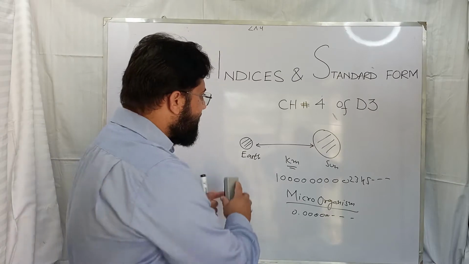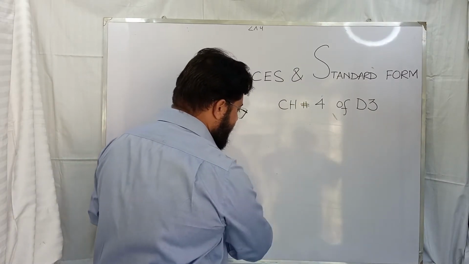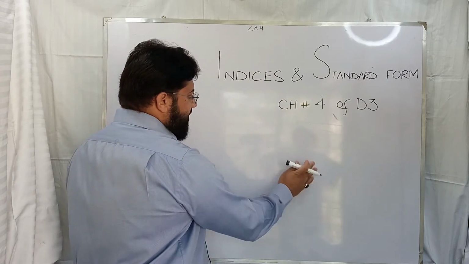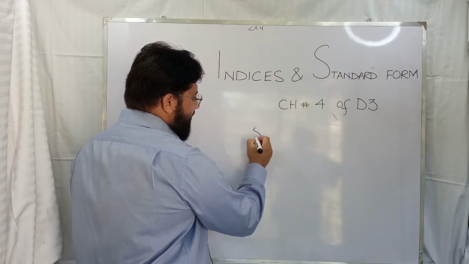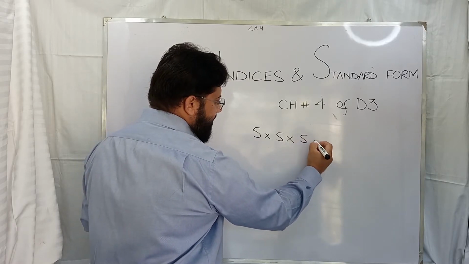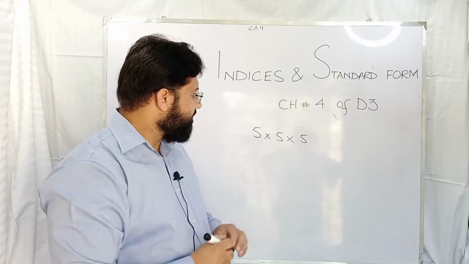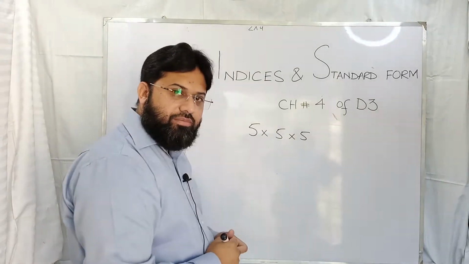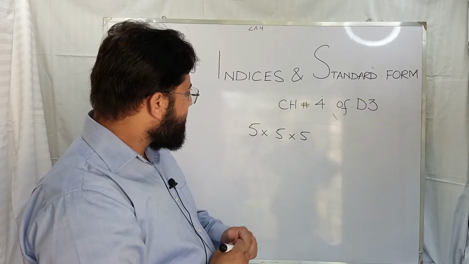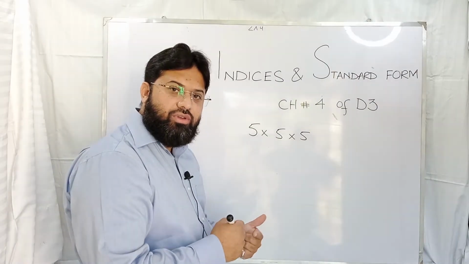So let's start. What is index notation all about? Why do we call it index notation? For example, I write 5 into 5 into 5. This is a consecutive multiplication. We have the number 5 multiplied by 5 multiplied by 5. It means that 5 is going to roll thrice.